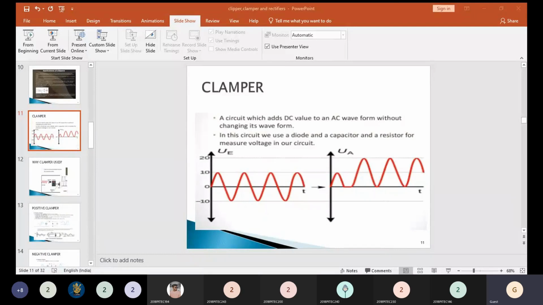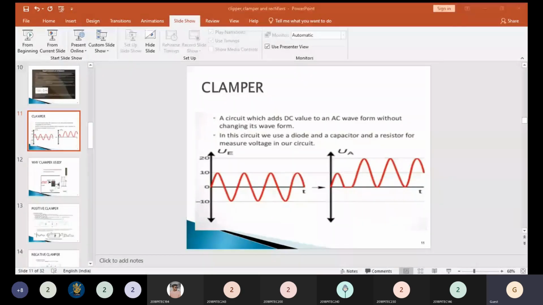Combinational circuit, what does it mean? Two diodes are connected in a parallel combination, where it is clipping at 5 volts. Up to 5 volts we are getting output, and above 5 volts it is clipped. In both the positive peak and the negative peak, it's clipped off. That means we are giving a biasing of 5 volts.